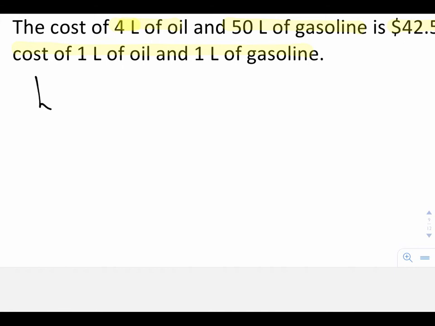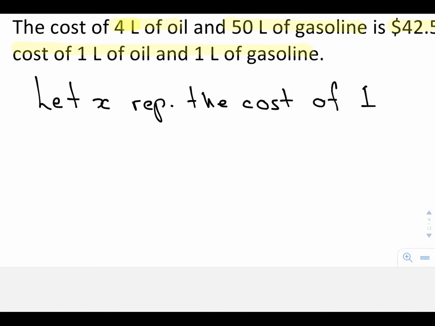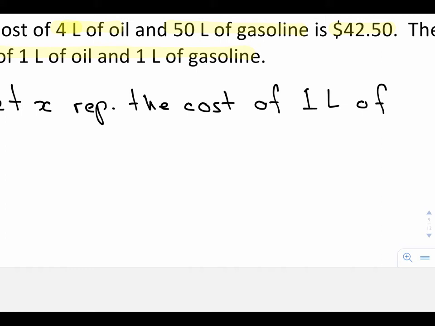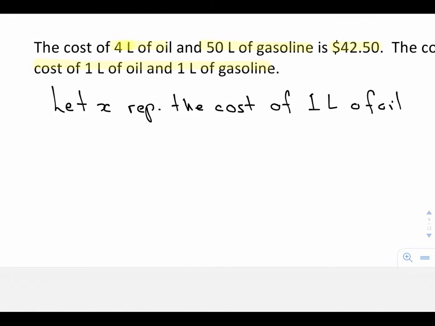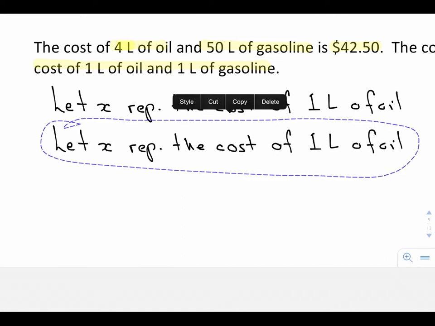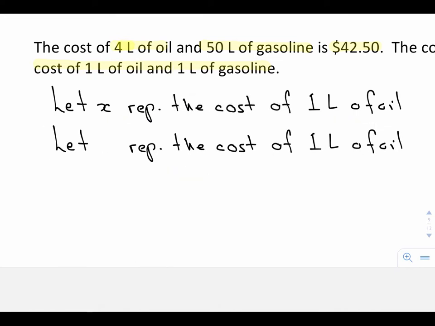So let me define x as the cost. Let x represent the cost of 1 liter of oil. And y is going to represent the cost of 1 liter of gasoline. So let's put this here, and instead of x, I'm going to have y, and instead of oil, I'm going to have gas. I'll just say gas for short. And those are let statements.